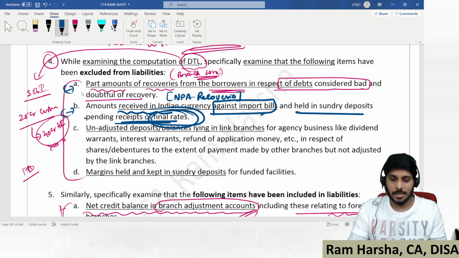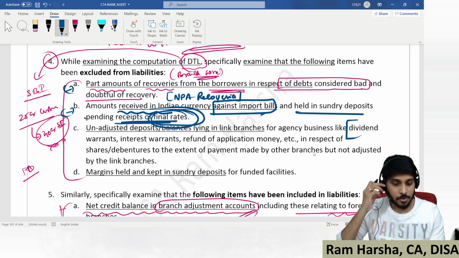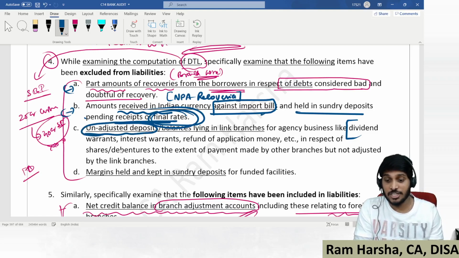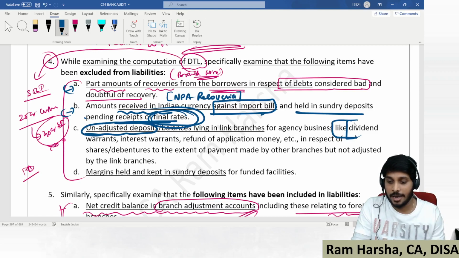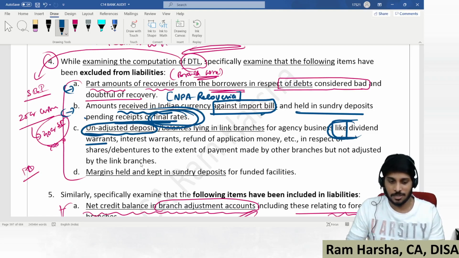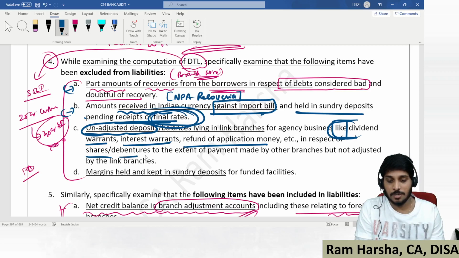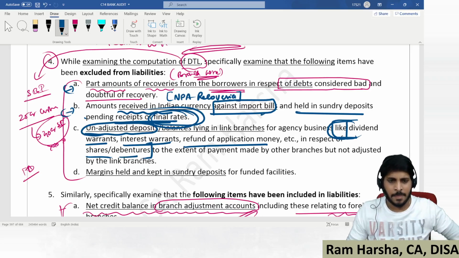Third one, don't read the entire sentence. You can read from this. Unadjusted deposits. You just read this. Unadjusted deposits like dividend warrant. Okay, the bank has a liability but it is not adjusted to any customer. Interest warrant, refund of application money in respect of shares or debentures, that's it. Until here it is enough.